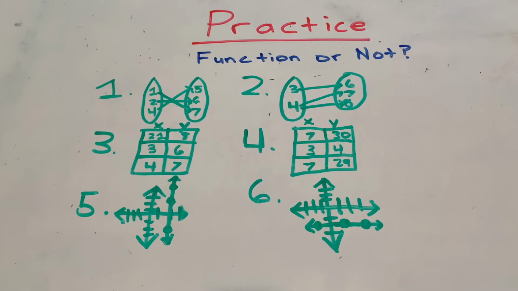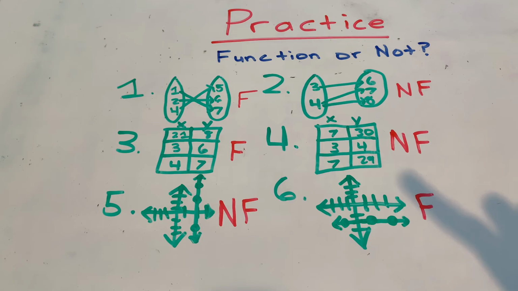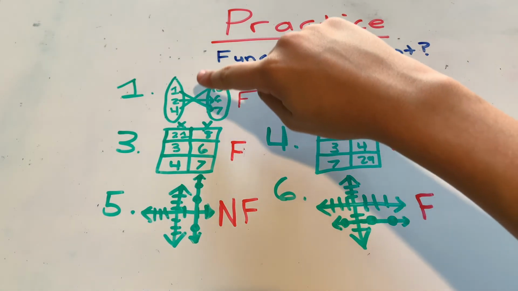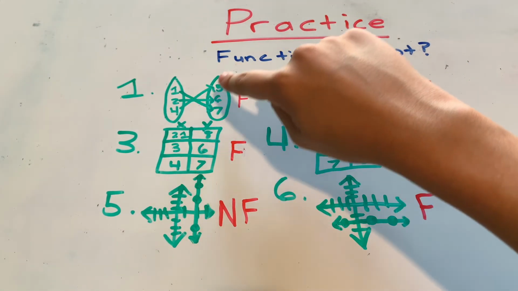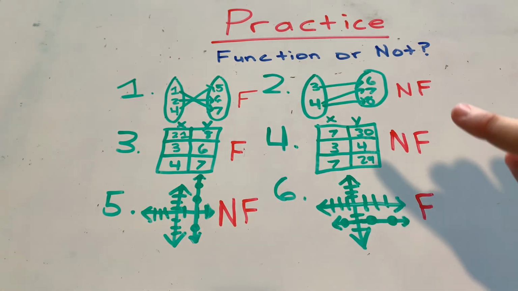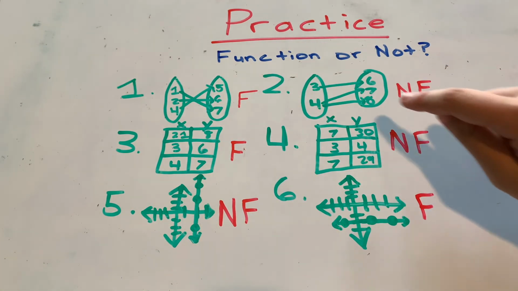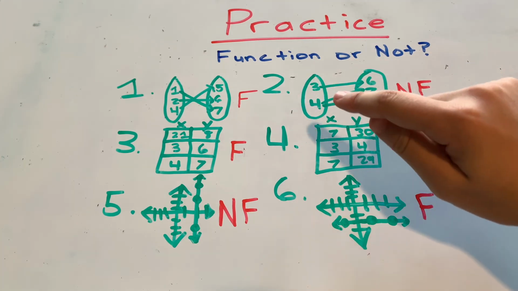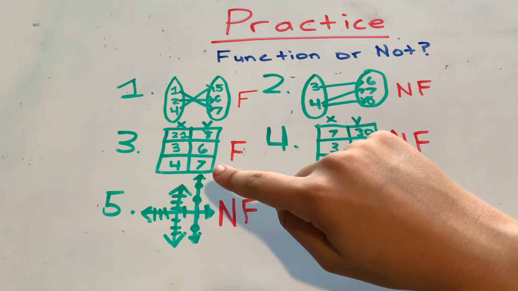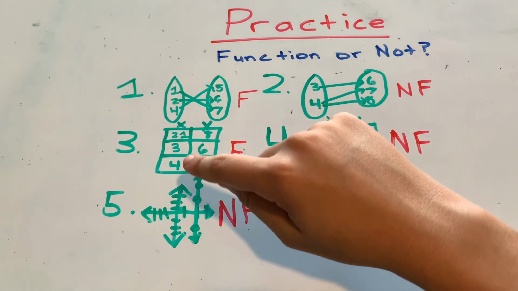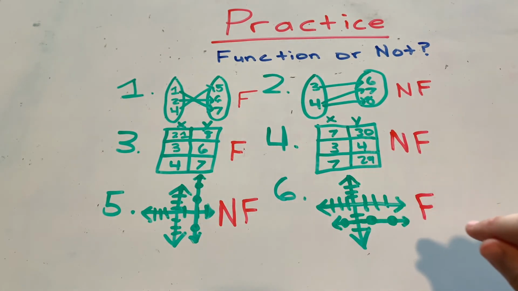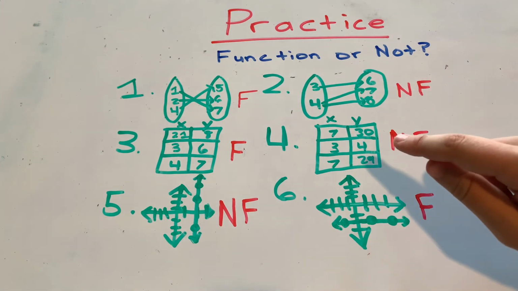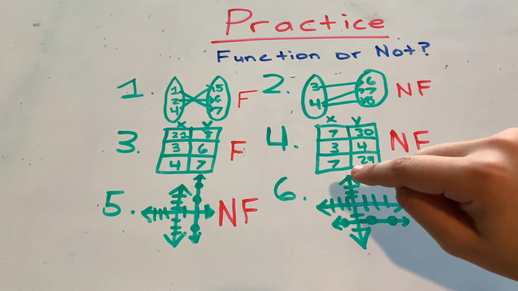Okay, I just wanted to give some quick practice to help you out. Pause the video and solve this out, and then I'll give the answers. Question 1: it is a function because there is no repeated x values and there's no diverging lines. The second one is not a function because there is diverging lines on number 4 for the inputs. Number 3 is a function because there's no repeated x value, 2, 1, 3, and 4 not repeated. Number 4 is not a function because 7 is repeated.